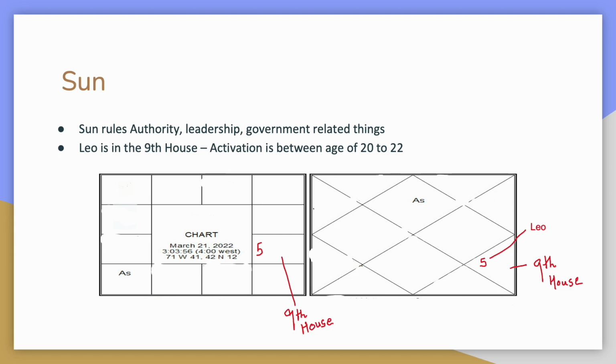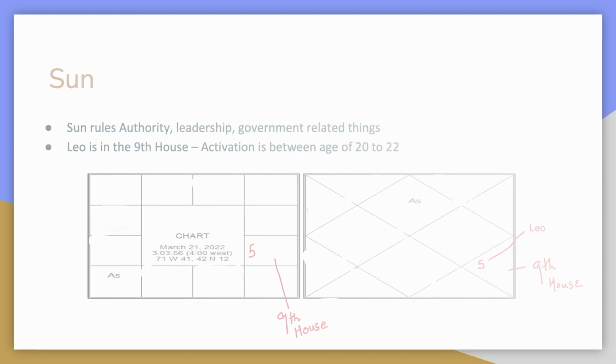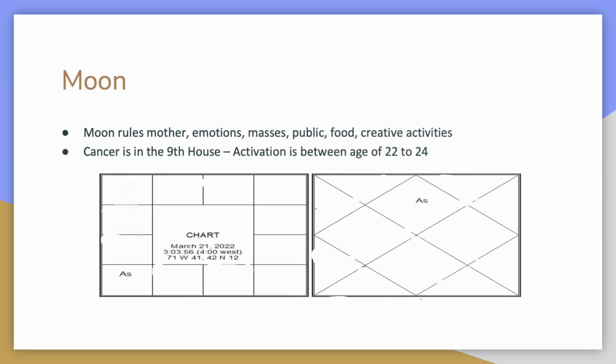There are different ways to see if that planet is activated or not. For example, if you find a government job, because Sun rules government and system. If you got a significant favor from the government or any related matters, then that means at that age your planet is activated. Your ninth lord is activated. That means your fortune is activated.